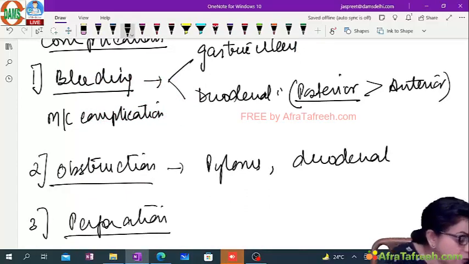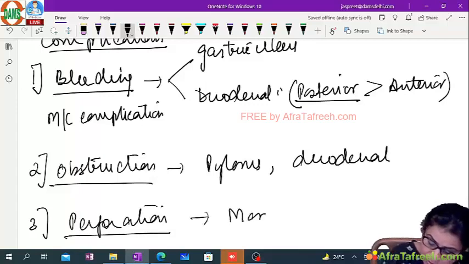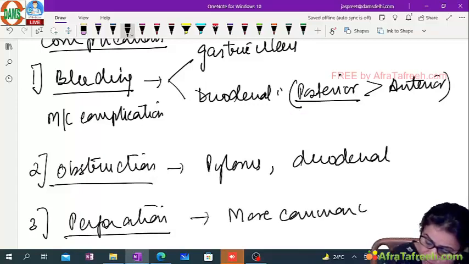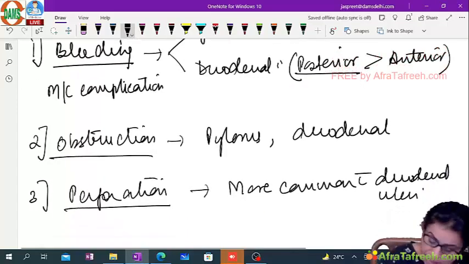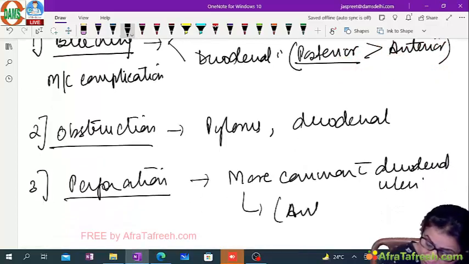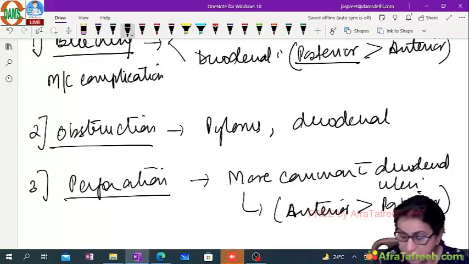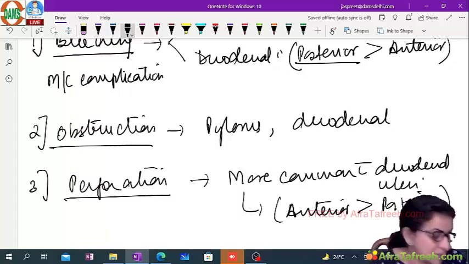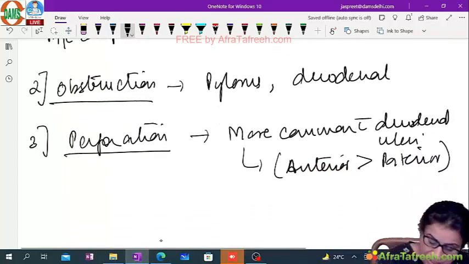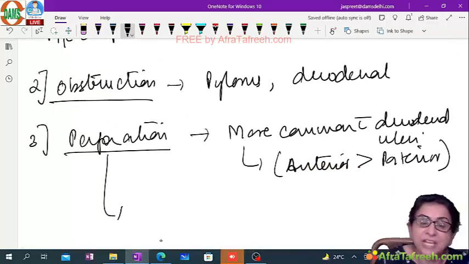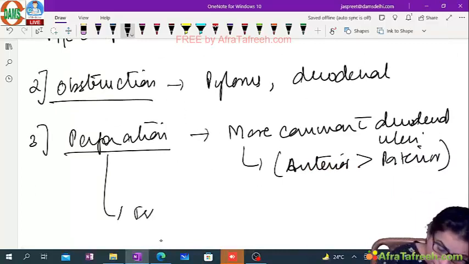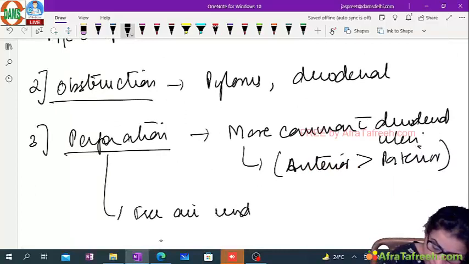Perforation is more common with duodenal ulcers, and again the anterior wall is more common than the posterior. So the anterior wall ulcers will perforate more commonly than the posterior. Posterior wall duodenal ulcers are more likely to bleed. Anterior wall duodenal ulcers are more likely to perforate. When an ulcer perforates, air appears under the diaphragm. So free air under the diaphragm.